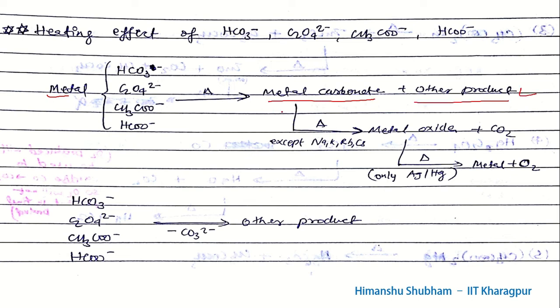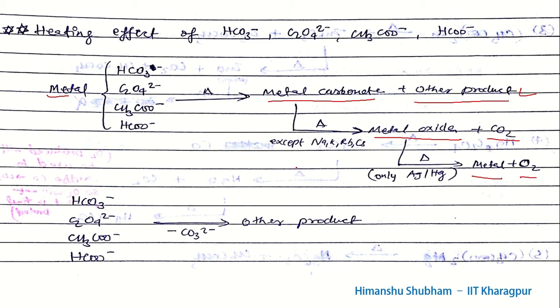We have also learned in the previous video that when metal carbonates are heated, if these carbonates are not made up of sodium, potassium, rubidium and cesium, then we get metal oxide and CO2. And if the resulting metal oxide upon heating the metal carbonate is Ag or Hg oxide, then it will automatically decompose into metal, because these oxides are not stable.